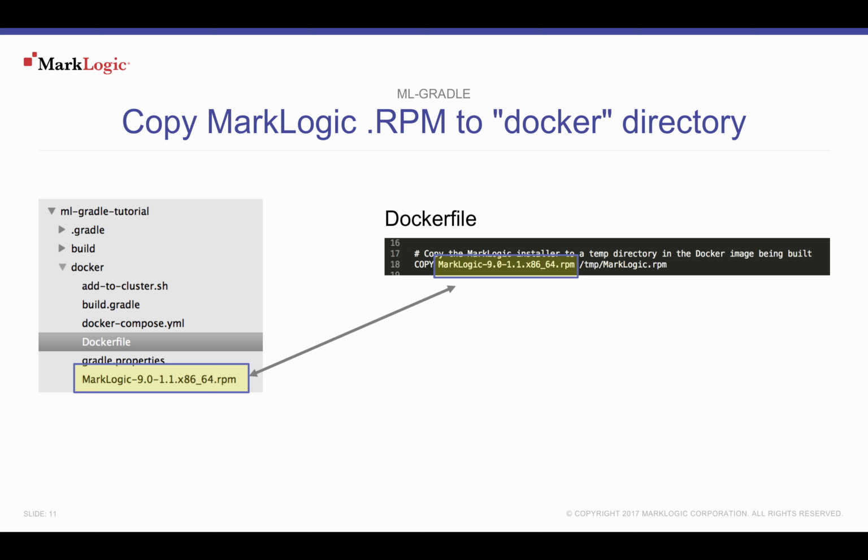Ensure the .rpm file name referenced in line 18 is the same as the file name of the downloaded MarkLogic .rpm installer. If not, change the name in line 18 of the Dockerfile. Leave the second file name as /tmp/marklogic.rpm. Save the Dockerfile if you made changes.